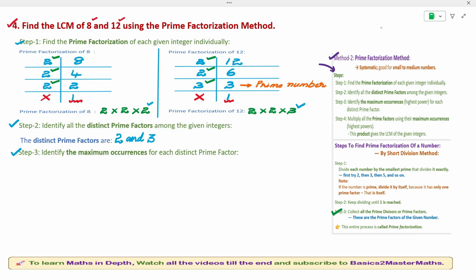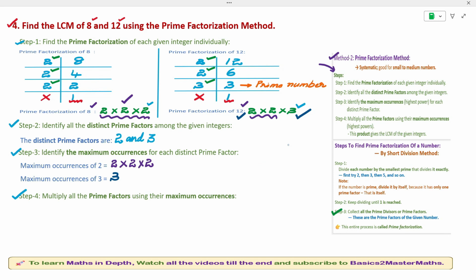Step 3. Identify the maximum occurrences for each distinct prime factor. Observe, 2 occurs in the prime factorizations of both 8 and 12, but it occurs more times in the prime factorization of 8. So, we take 2 multiplied by 2 multiplied by 2. Got it? 3 occurs only in the prime factorization of 12. So, we take 3 as it is.